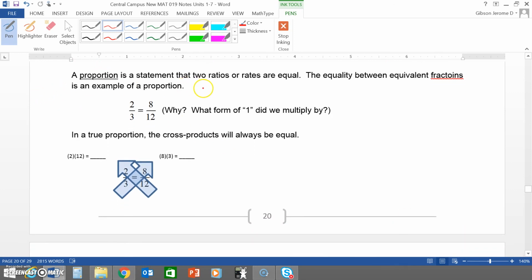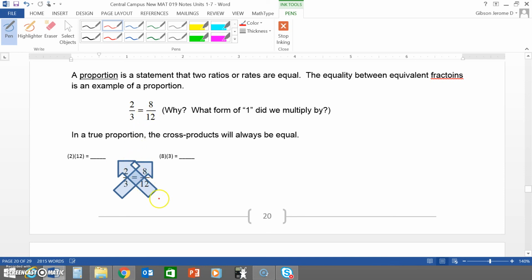Now, a proportion is a statement that two ratios or rates are equal. The equality between equivalent fractions is an example of a proportion. We have 2/3 is equal to 8 over 12. Why? What form of 1 did we multiply by? Now, if you look here, they're asking us what did we multiply by to get to 12 here.